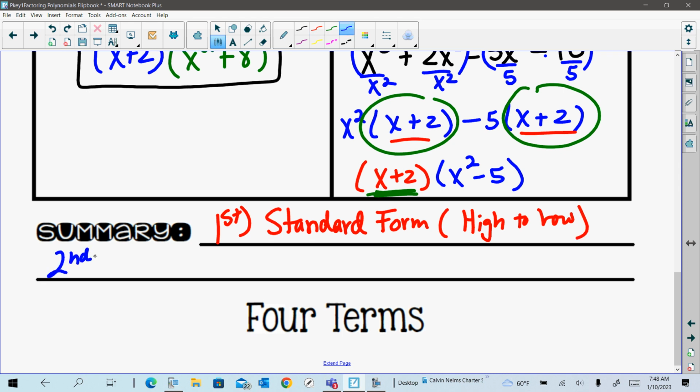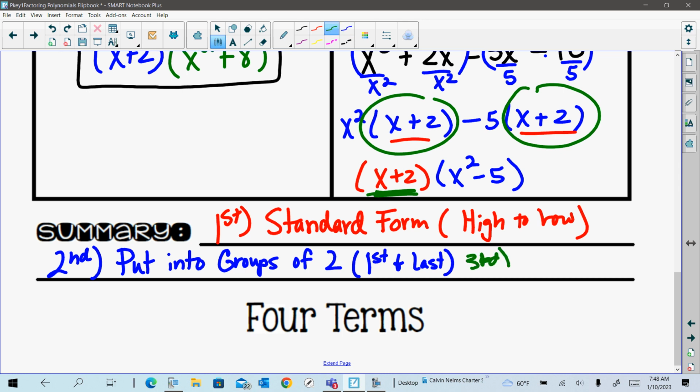Then second, you're going to put it in groups of 2. So group the first and last. And then all we need to do is factor out a GCF. Once we factor out the GCF, then that's our 2 common factors.